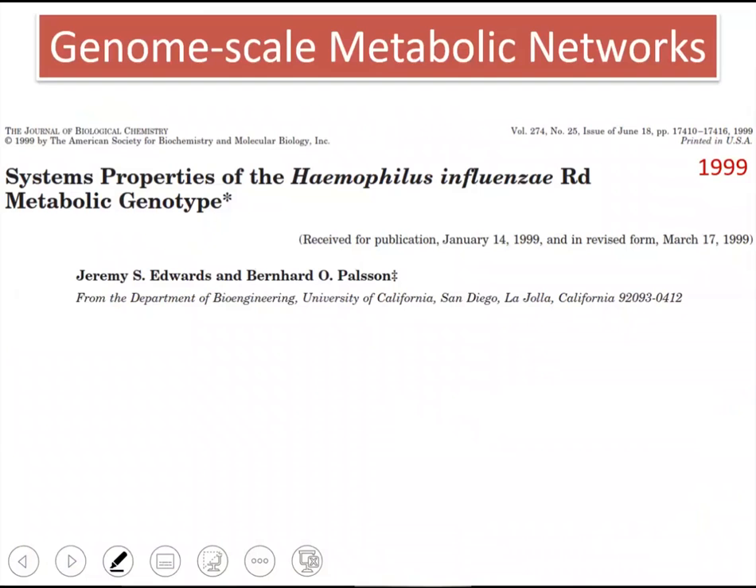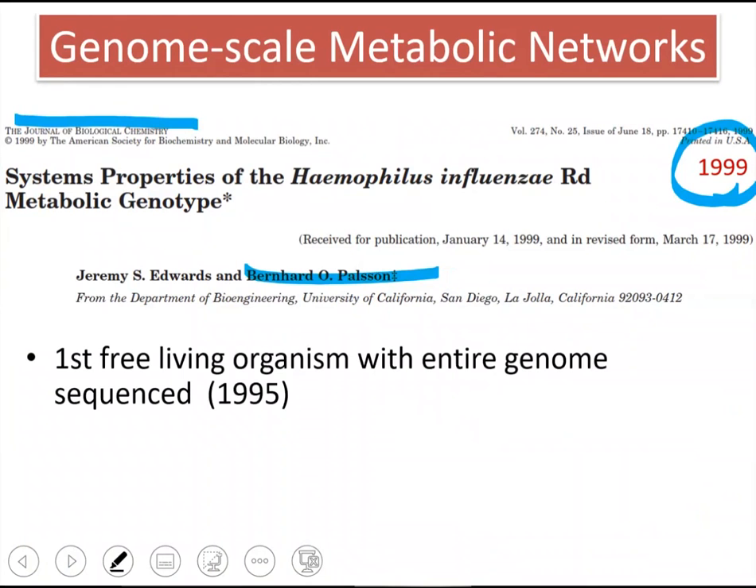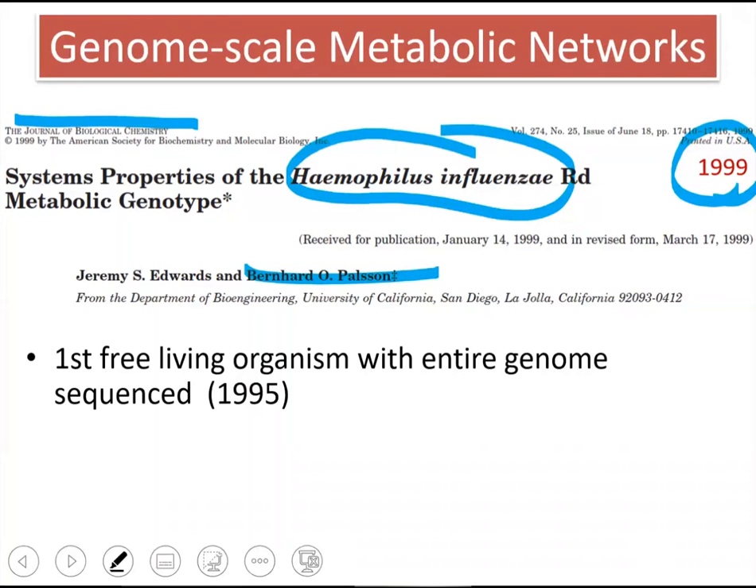The first genome-scale metabolic network paper in the literature was published in 1999 by Bernhard Palsson and his PhD student Jeremy Edwards. So this is the first genome-scale metabolic network paper in the literature, 21 years ago, published in the Journal of Biological Chemistry. And it was about Haemophilus influenzae, a bacterium that causes flu.